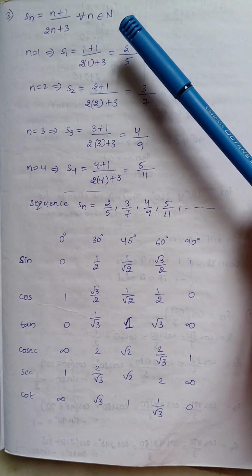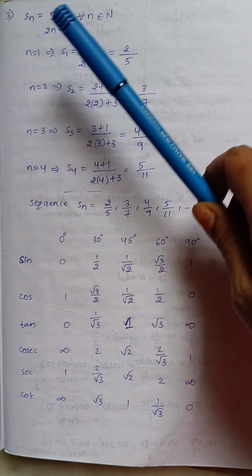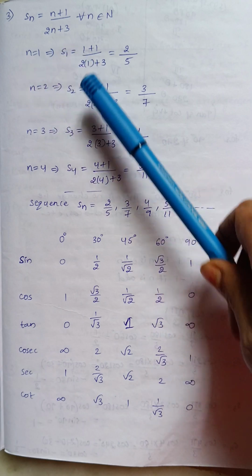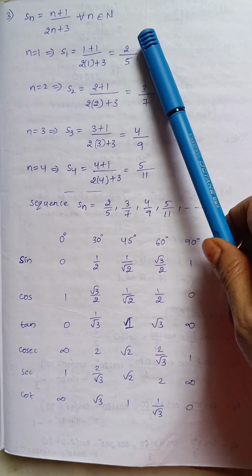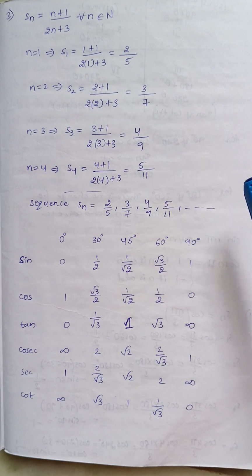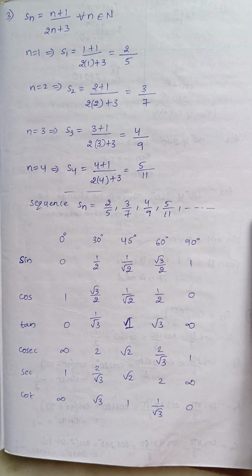Similarly, we can see another question. Sn is given. To find the sequence elements, simply substitute n equal to 1, n equal to 2, n equal to 3 in this. Then 1 plus 1 by 2 into 1 plus 3, that is 2 by 5. Like this, we get the sequence elements. So this is called the first term, second term, third term, like this we can write. Now let us find the sequence terms for another problem.